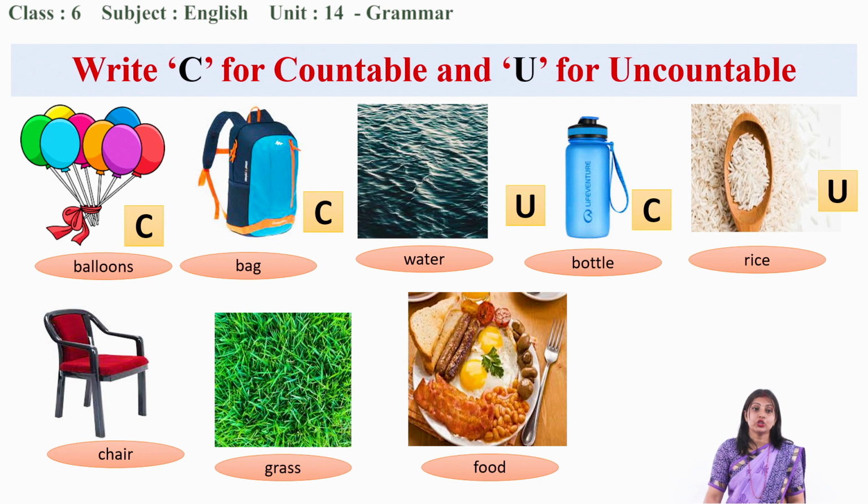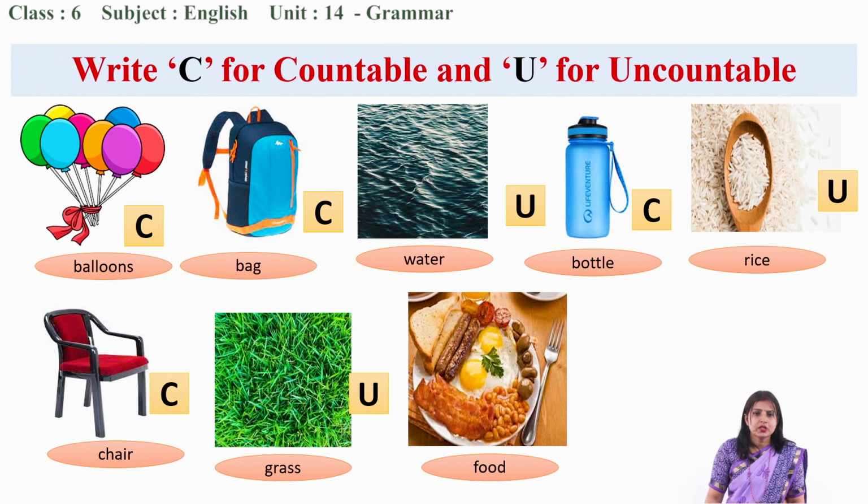Okay, the next one is chair. Yes, chair is also countable. We can count. I need 2 chairs. There are 4 people. We need 4 chairs like this. Yes? Okay. The next one is grass. Where you lie down with your friends sometimes, you know, in summer season especially. Or it is something which cows eat. Can you count grass? Of course not. So that is uncountable. Yes.